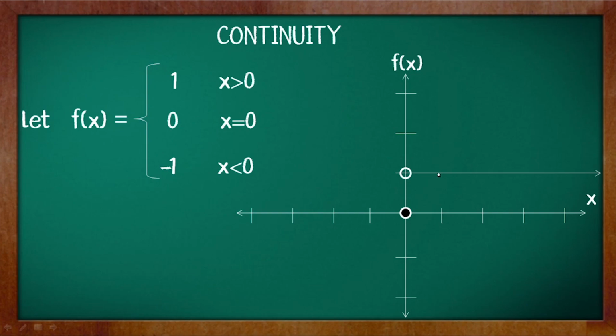Again we will do the same thing with the negative part of the x-axis. Now if I take the value of x to be -1, so x is less than 0, so f(x) will be -1. So x is -1 and f(x) is also -1. So (-1, -1) will be somewhere here. If I take x equal to -2, f(x) will be -1 because x is less than 0. Again it will be (-2, -1) and (-3, -1) and so on.